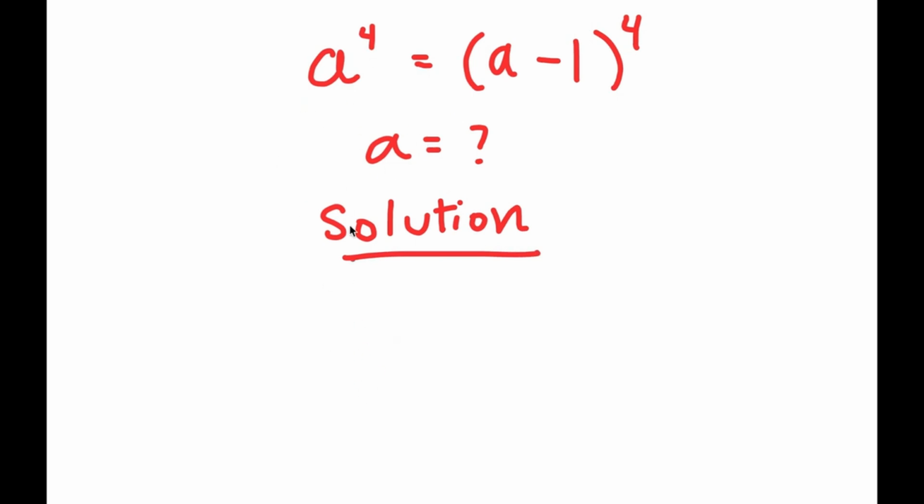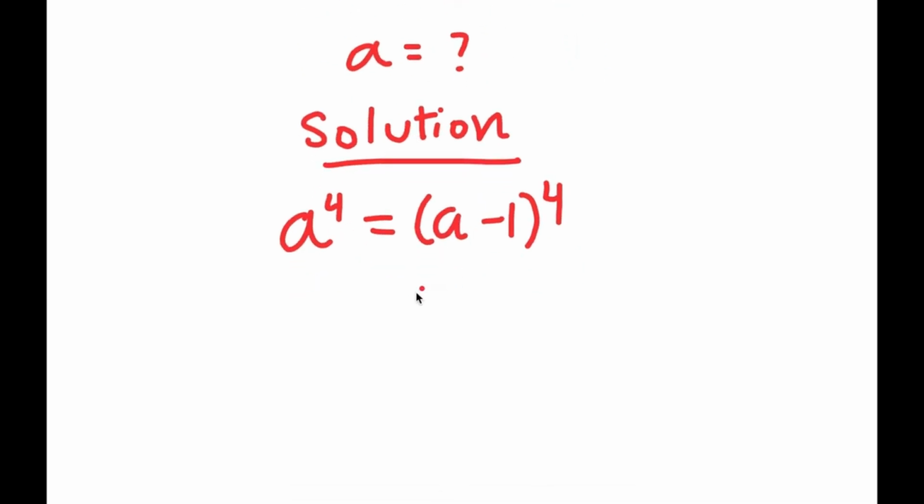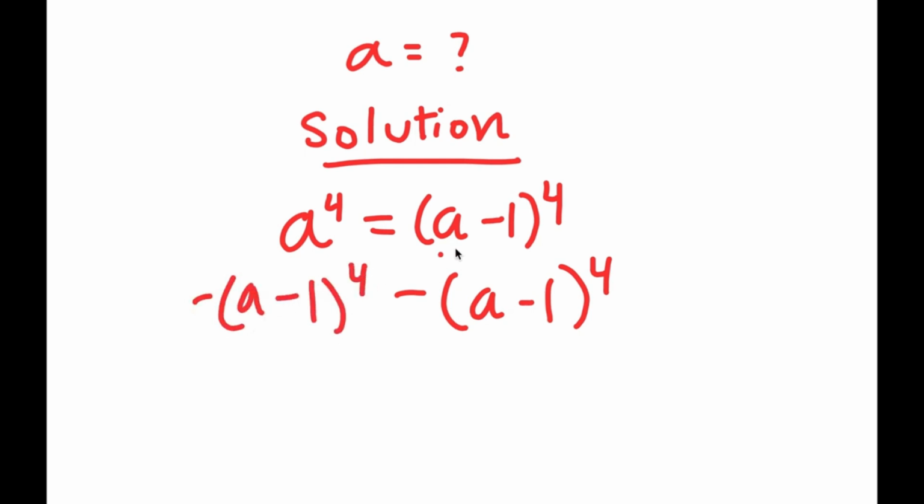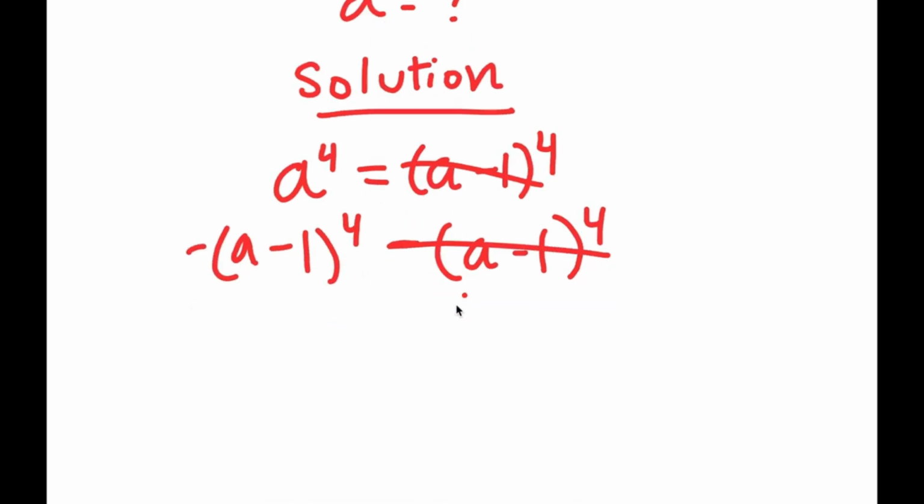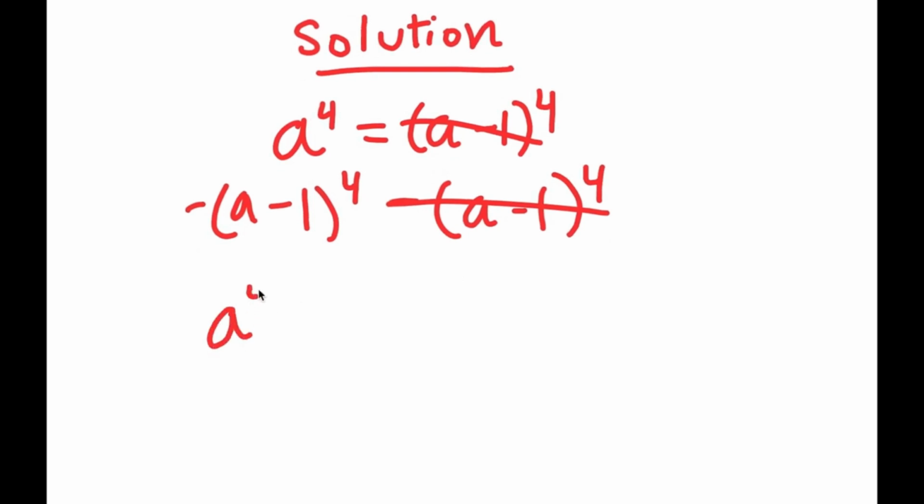I'm going to first rewrite this problem down here so I have a little more solving space. So my problem is a to the power of 4 is equal to a minus 1 to the power of 4. Now from here, I'm going to subtract a minus 1 to the power of 4 on both sides. So then these two cancel out, and I get a to the power of 4 minus a minus 1 to the power of 4 is equal to 0.